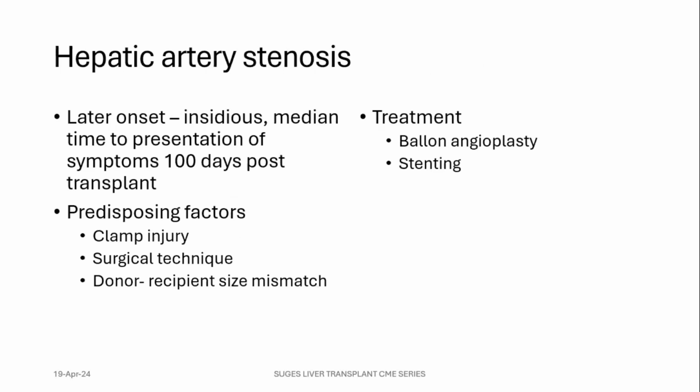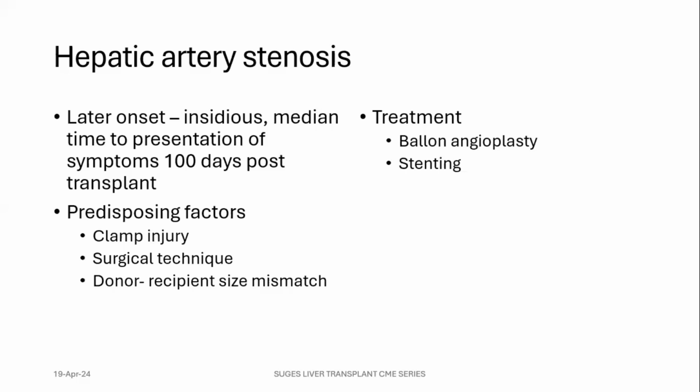Another complication is hepatic artery stenosis. This one tends to occur later. It may occur around 100 days post-transplant. That's when you may see some symptoms. And these are usually the patients in whom you may see elevation of AST and ALT, just like in hepatic artery thrombosis, and features of fever and sepsis because of ischemia and infarcts occurring in the liver.